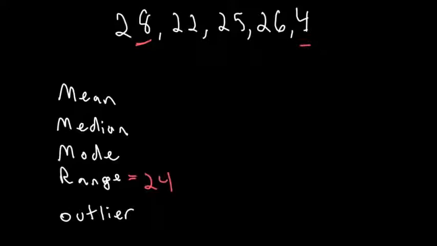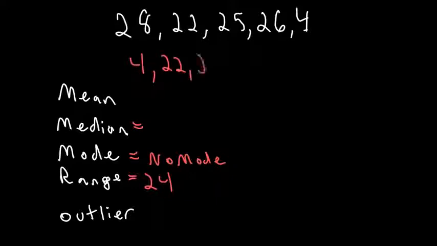My mode is the number that appears most often. Well, in this set of data, 28, 22, 25, 26, and 4, no number is repeated. So in this case, there is no mode, because no number is repeated. To find my median, I need to put these in order from least to greatest. So I got 4, 22, 25, 26, and 28. And the number that's in the middle is 25. So my median is 25.